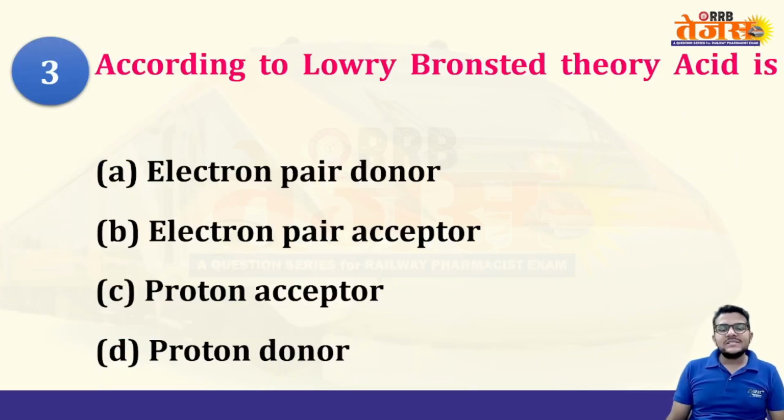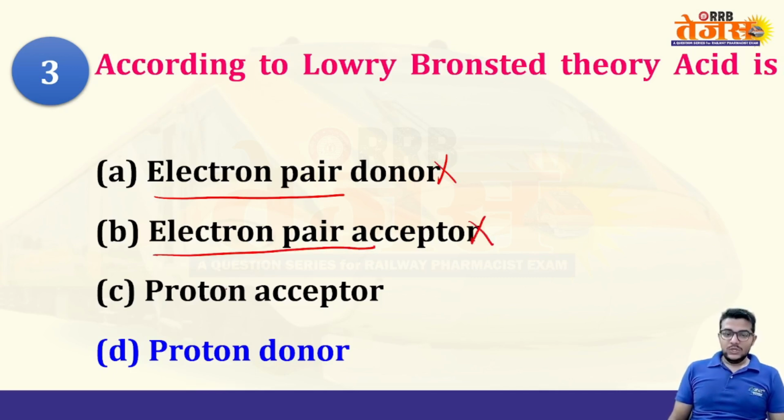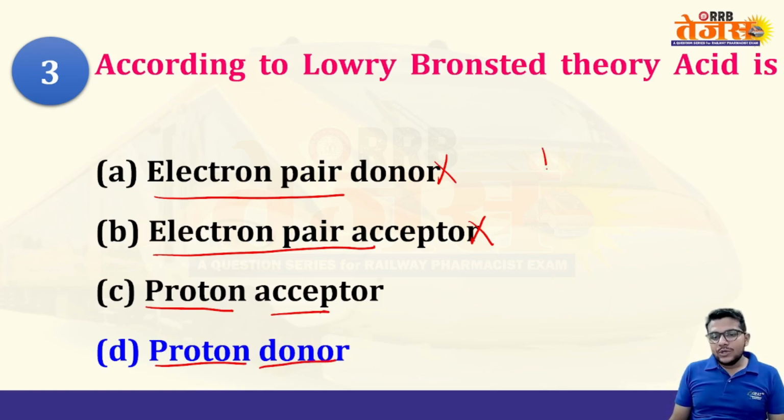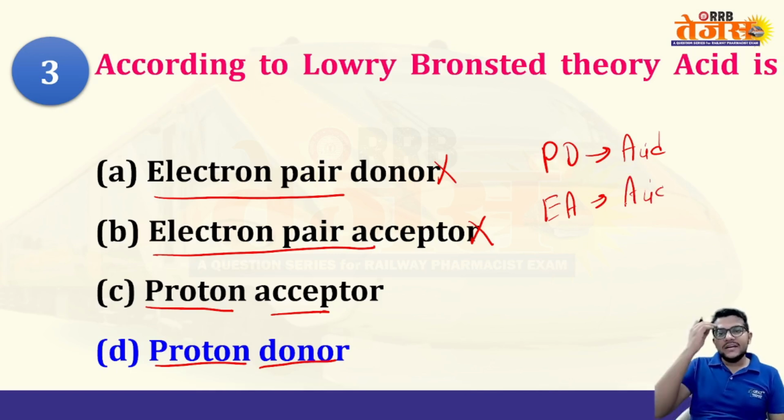Got it? Next, according to Lowry-Bronsted theory, acid is... As I told you, Bronsted theories tell us about the proton. The first option is no, because electron is related to Lewis theory, and we have the proton. There are two concepts: proton acceptor and proton donor. Proton donors are your acids. According to Bronsted theory, acids are those compounds that can donate a proton, and bases are those compounds that can accept a proton.